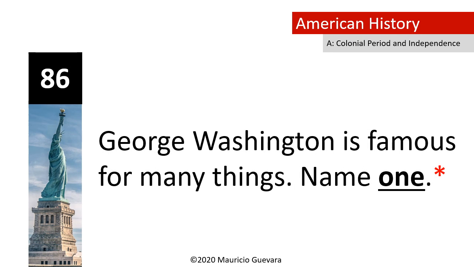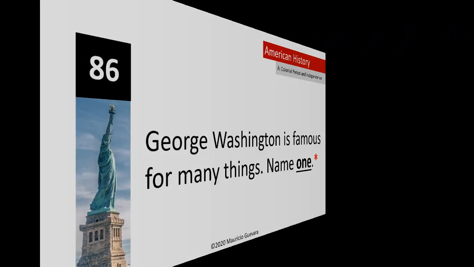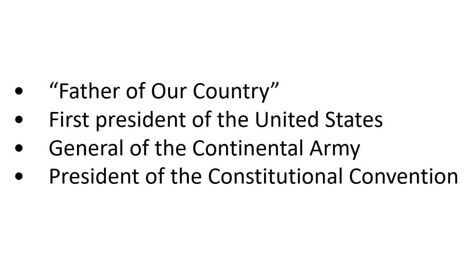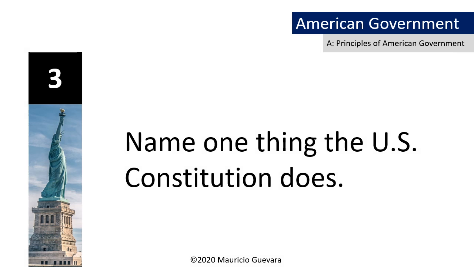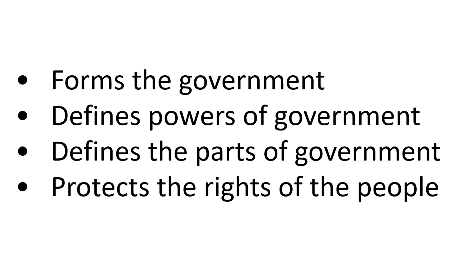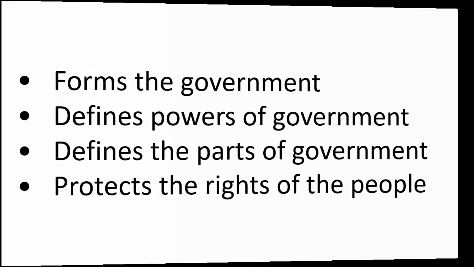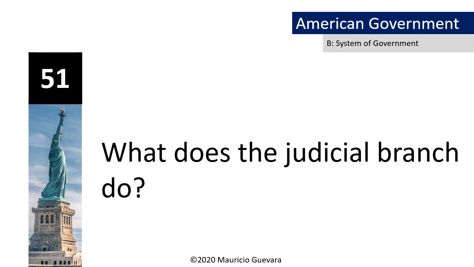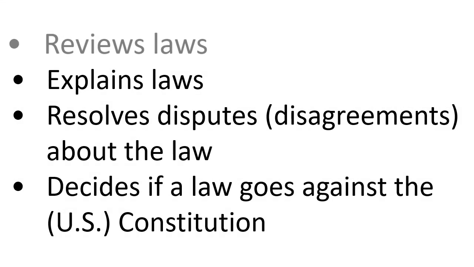George Washington is famous for many things. Name one. Father of our country. Name one thing the U.S. Constitution does. Forms the government. What does the judicial branch do? Reviews laws.